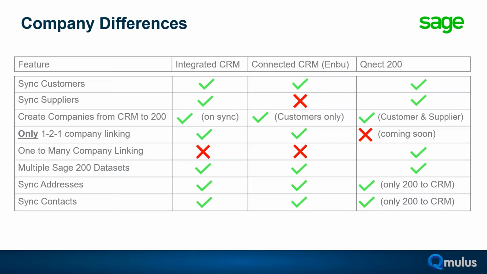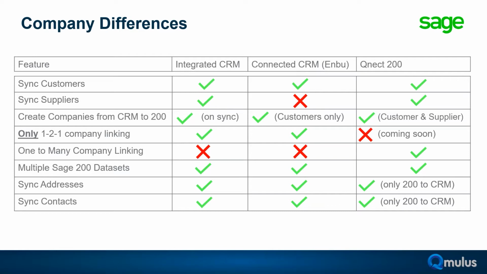The next bit I need to explain: only one-to-one company linking, integrated and connected CRM, but not for Qnect 200. What I mean by this is the ability to purely have one CRM company to one Sage 200 account. You may, for example, have a Sage 200 account for GBP, US dollar and euro for the same company. In integrated CRM, that would create 3 different companies within the Sage CRM system, whereas actually they are all the same company. It's just a different linked Sage 200 customer record.